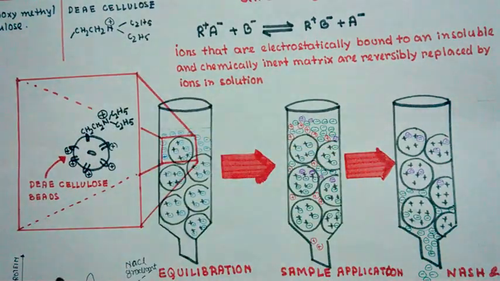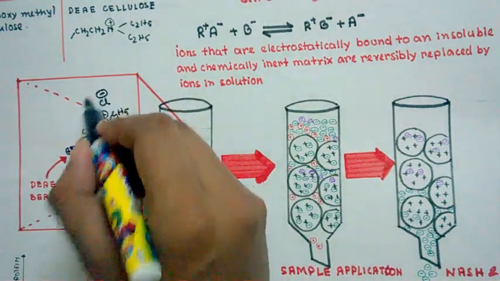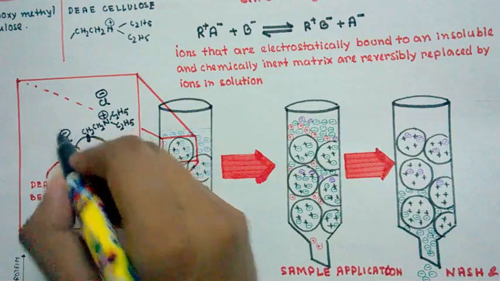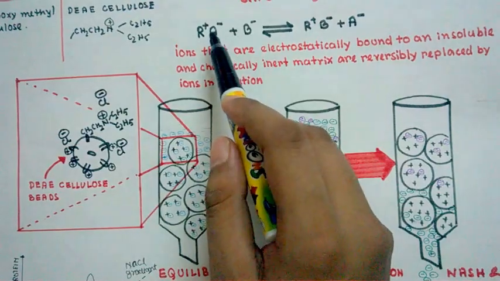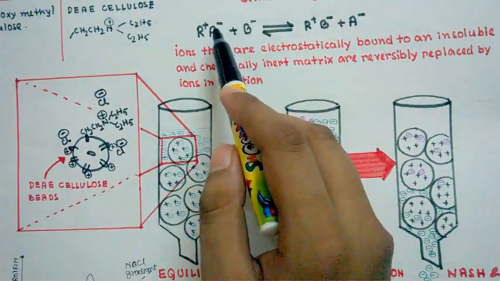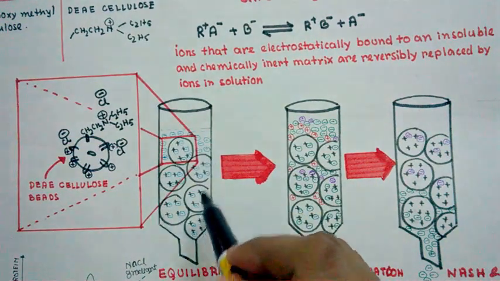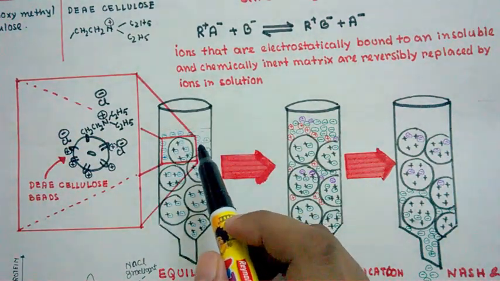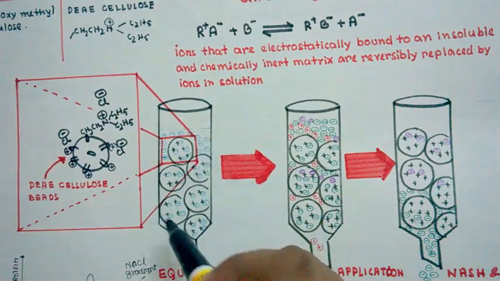In our first step of equilibration, we would be using an equilibration buffer, and say for instance this equilibration buffer turns out to be NaCl. In NaCl we have a lot of Cl minus. These Cl minus will bind to this positive charge, and this Cl minus represents the A minus over here in this equation. In this step we just applied our equilibration buffer, and this Cl minus is represented in light blue color.